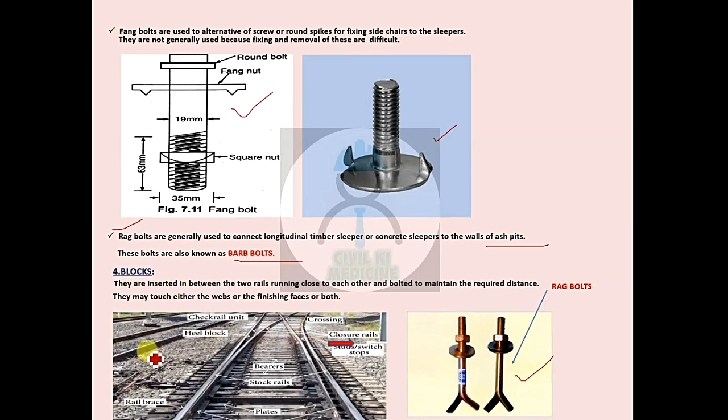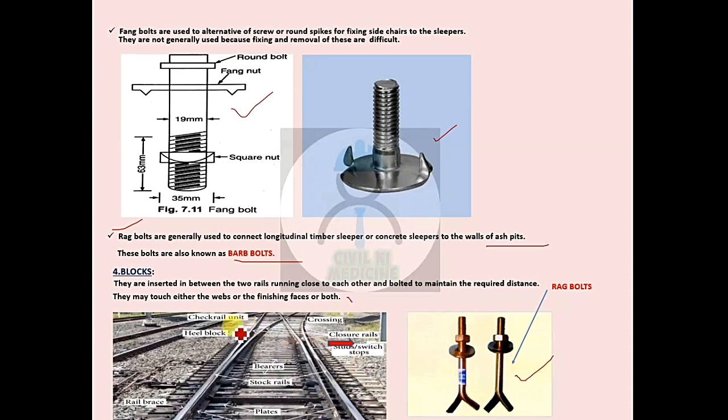Next is blocks. Number 4. They are inserted in between the two rails running close to each other and bolted to maintain the required distance. They may touch either the webs or the finishing face or both. Generally, they are used in the railway crossing, point and crossing, or in the turnout.